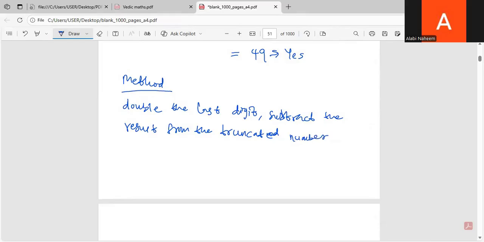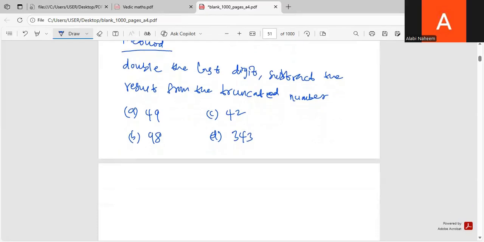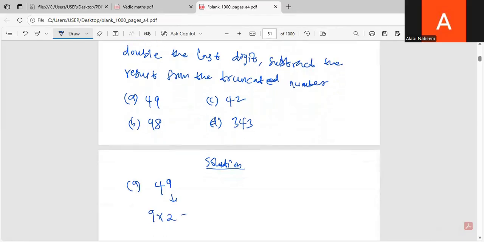So let's see. The numbers we had then were 49, 98, 42, and then 343. So let's see. This rule says that we have to double the last digit. For this case, 49, 9 is the last digit, right? So double it, 9 times 2. What do we have? That is 18.